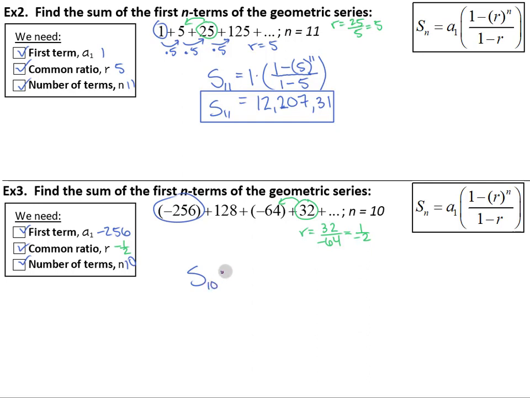Now we can plug in to our formula. So the sum of the first 10 terms equals the first term, negative 256, times parentheses, big fraction here, 1 minus the common ratio, which is negative 1/2, and you would definitely need the parentheses here because it's a negative number, to the 10th power. That's okay, I'll show you how to write this fraction in Desmos, over 1 minus the common ratio, negative 1/2. So you could put parentheses there if you'd like as well. All right, here's what we need to type in Desmos.